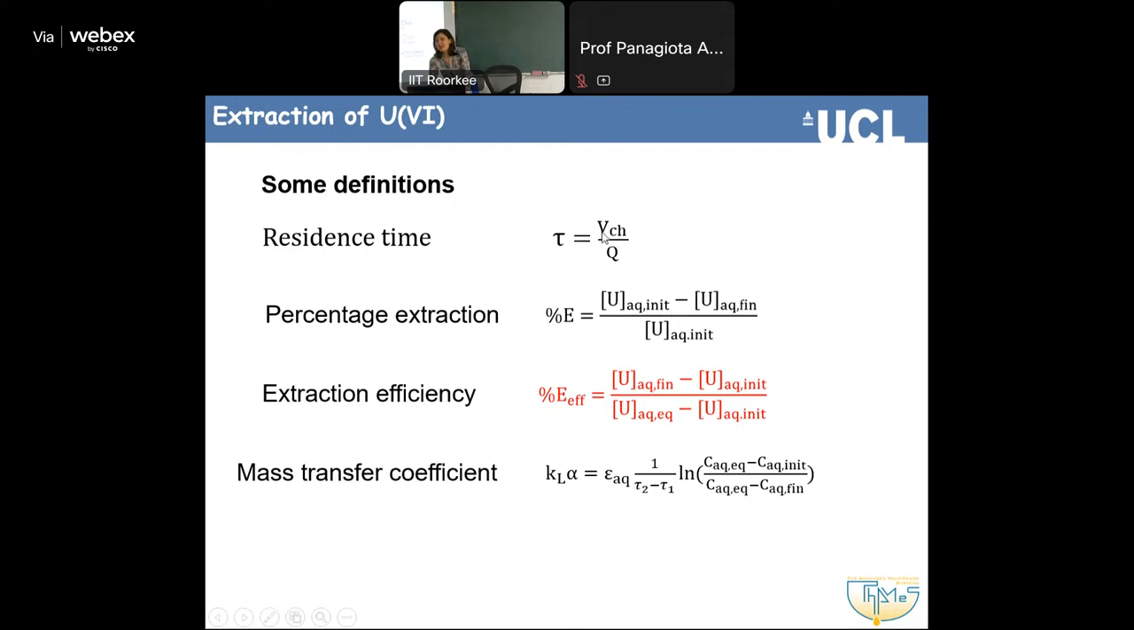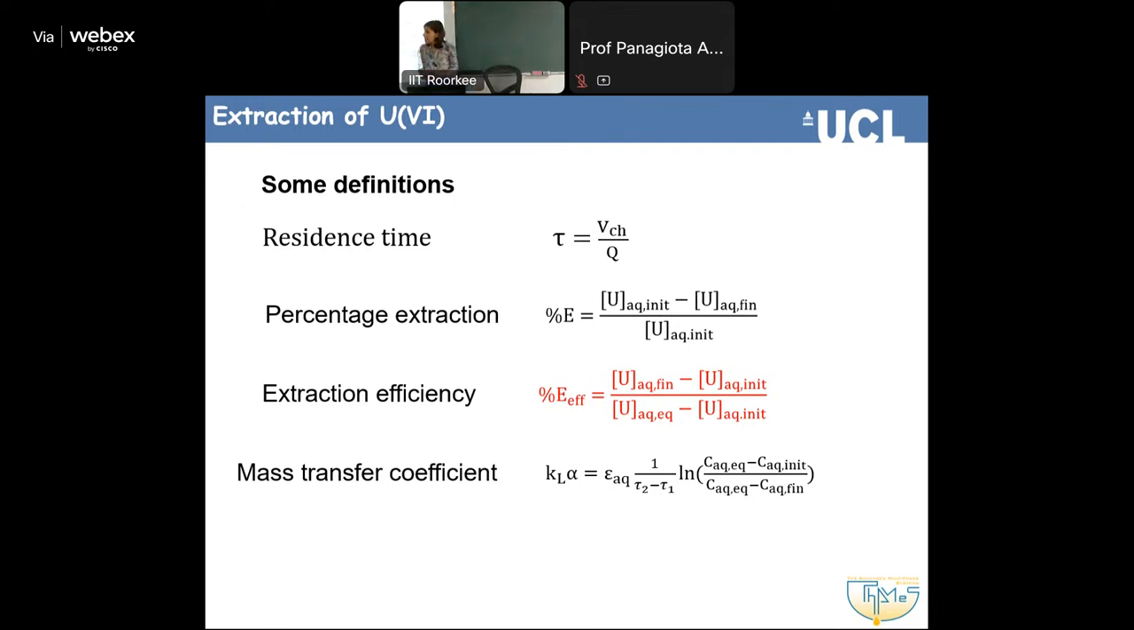Right, residence time. That's how we defined it in the channel: the volume of the channel over the flow rate. So we have two different ways to define this extraction. One is the amount extracted, and I work with uranium because I'll show you some results. The initial amount of uranium in the aqueous phase minus the final one, over the initial one, is the percentage extraction. That's how much went to the other phase.